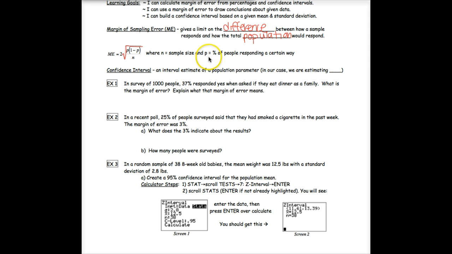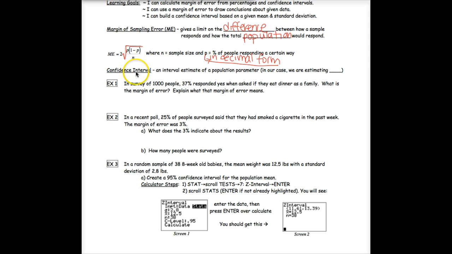P is the percent of people responding in a different way. Now, the key here is the percentage is in decimal form. So P has to be in decimal form to plug it in. It stands for a percentage, but it has to be in decimal form when you put it into your formula.